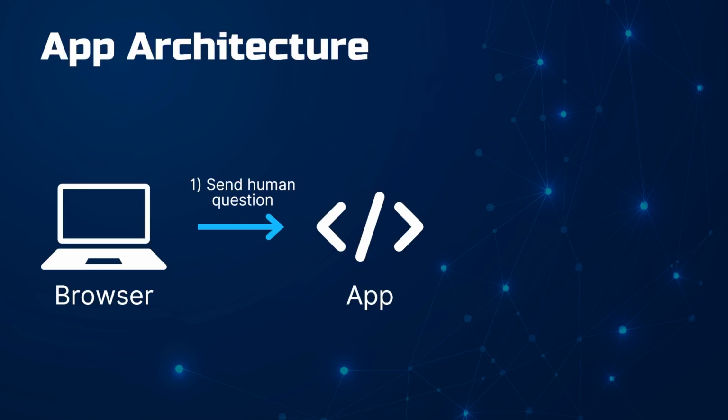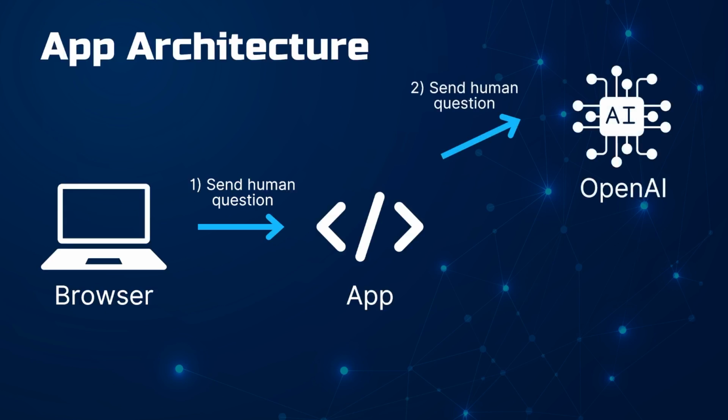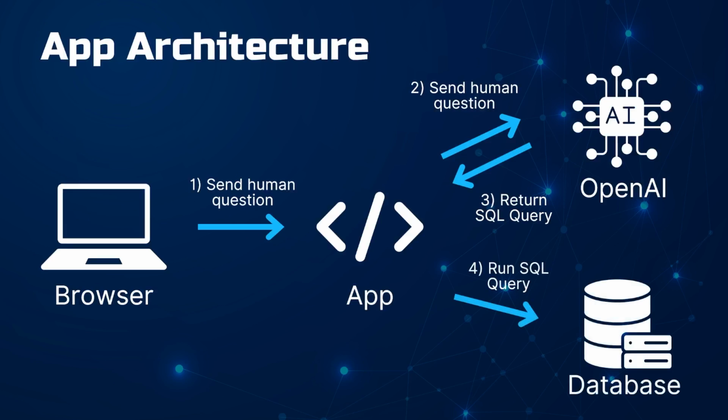And once our app receives that request, it sends that human formatted question out to OpenAI. And remember, this is using the GPT-4 engine. That's really important for this video. And that's going to return our SQL query. That's going to convert natural language into a SQL query, send it back to our app, and then our app runs that SQL query against a database.